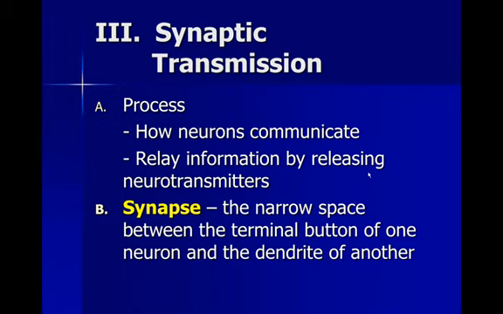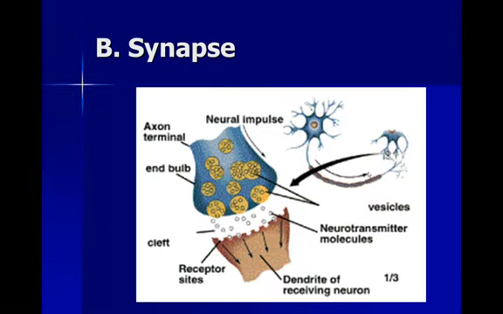I want to talk a little bit about the process of synaptic transmission. This is how neurons communicate with one another, and what happens is they relay information by releasing neurotransmitters. We refer to the space between two neurons as the synapse, which we've talked about earlier. That's why it's called synaptic transmission, because the information is relayed across the synapse. So the synapse is that narrow space between the terminal button of one neuron and the dendrite of another.